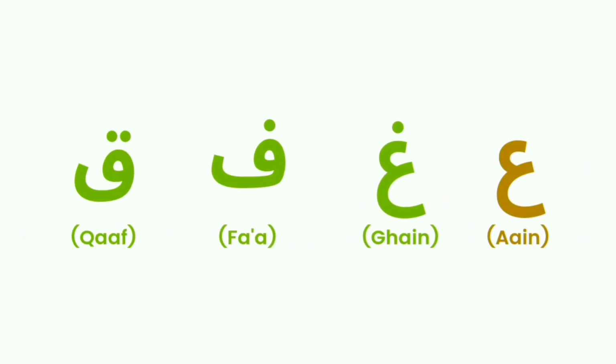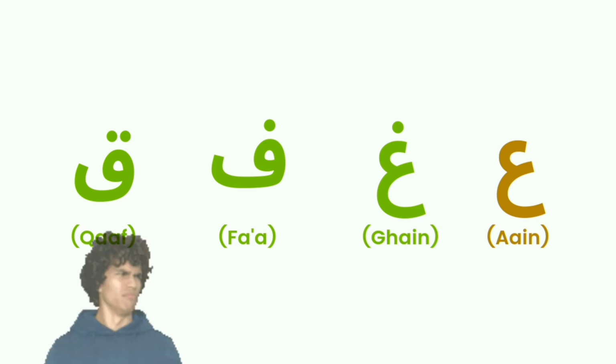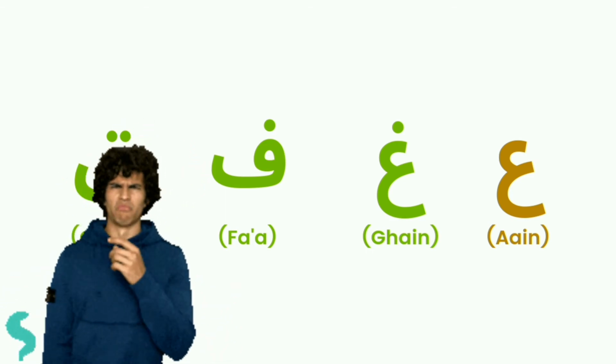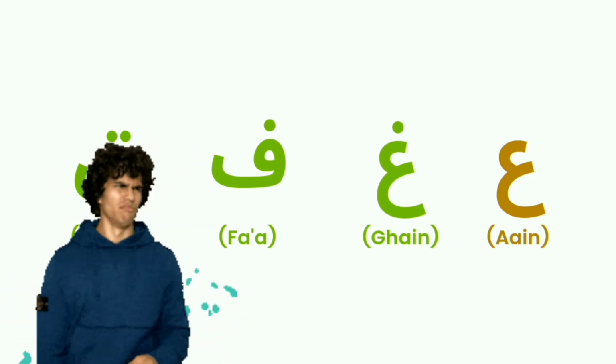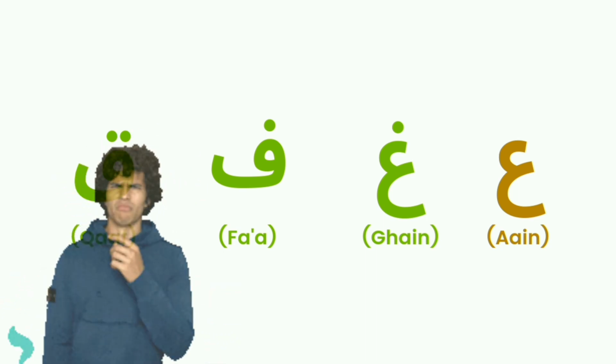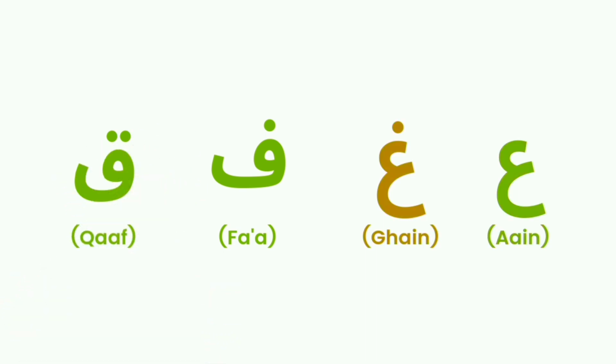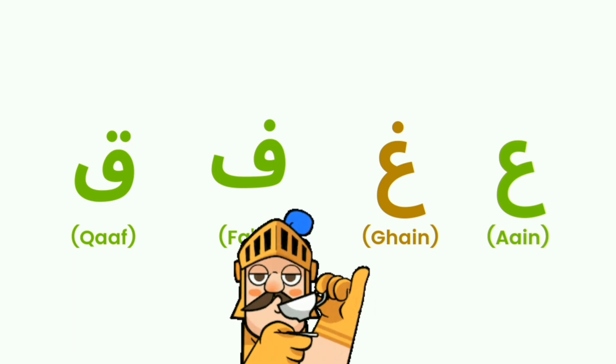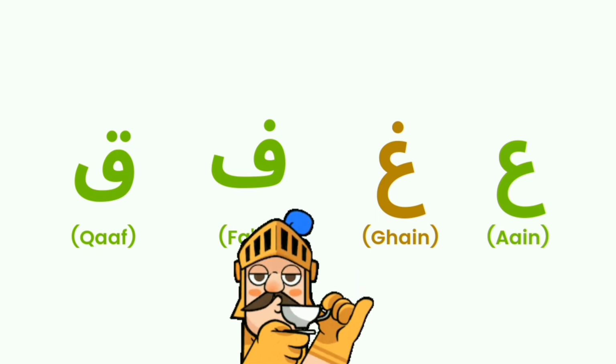Ain. To pronounce it correctly, feel your reaction once you smell some stink. Ah, yucky. That's the sound. Ghain. Drink some water and gargle it to know how to pronounce it. Gh.